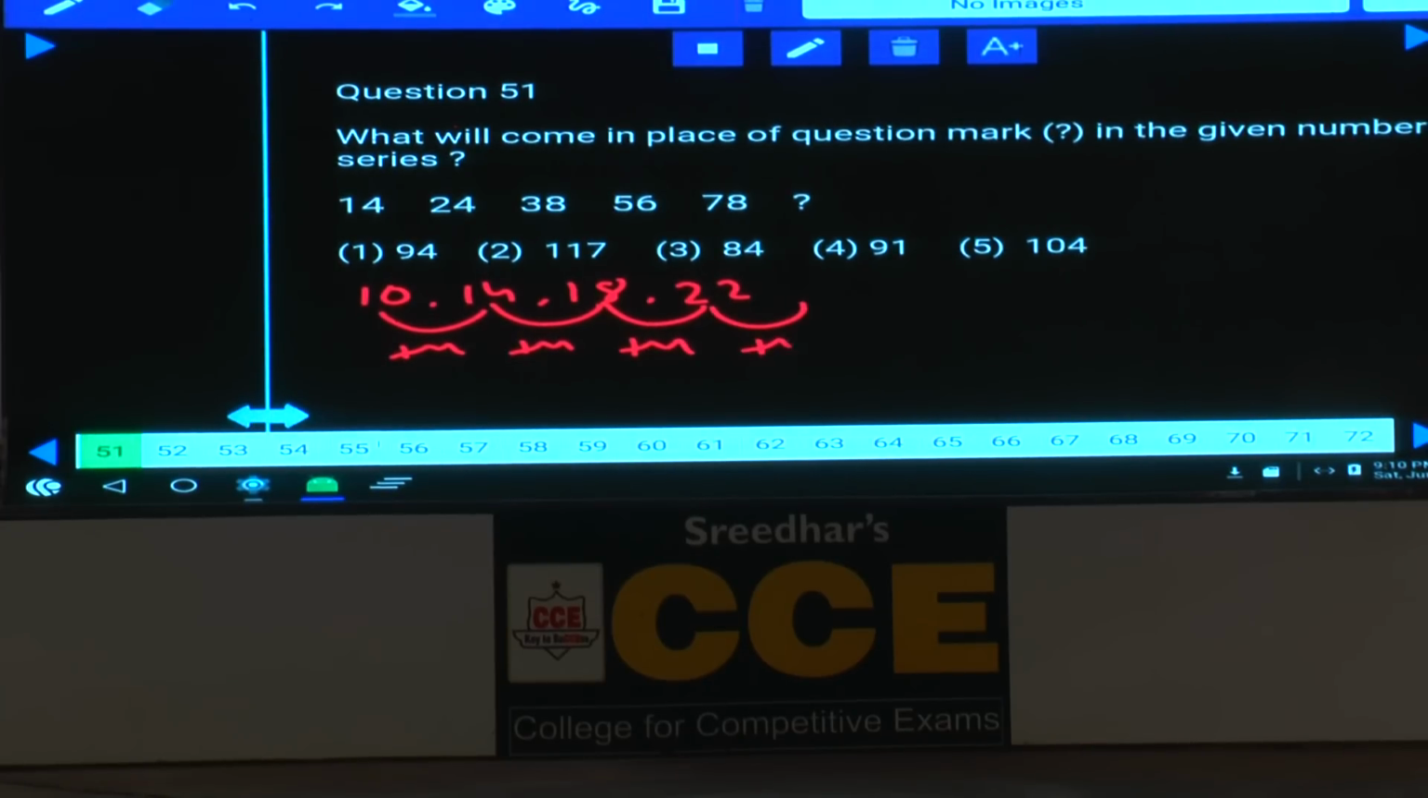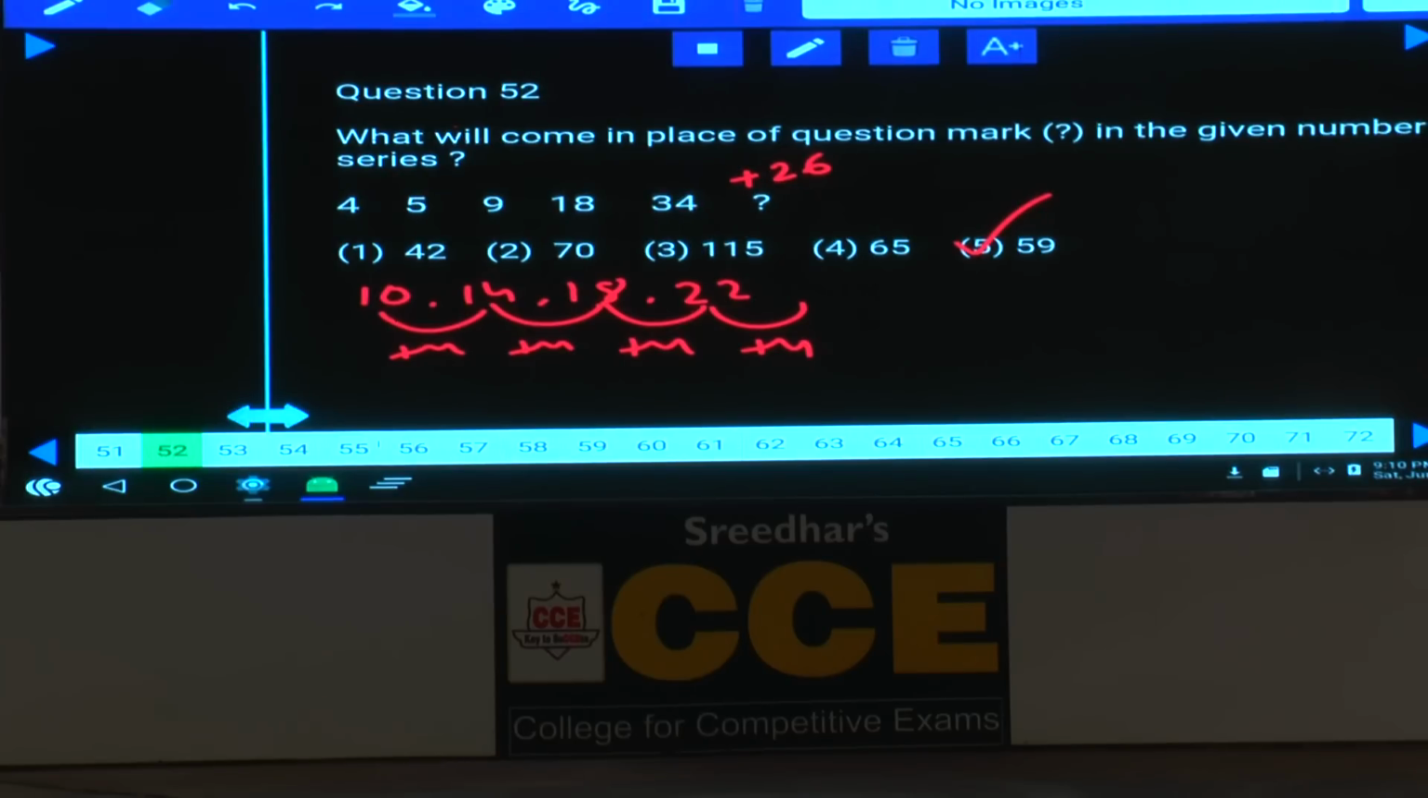is 22, 22 plus 4 is 26. Now if you add 26 to this number, 78 plus 26, what is the answer here? 104, that is choice 5. Difference between the numbers are 10, 14, 18, 22, 26.